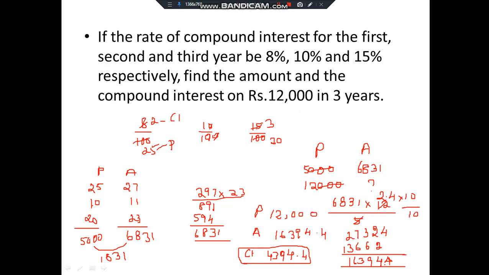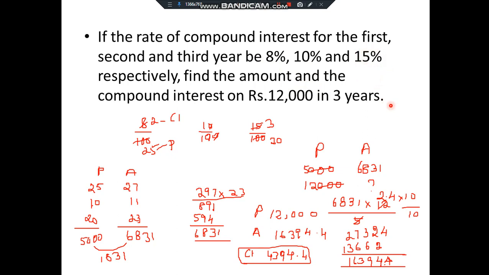The next question, guys: if the rate of compound interest for the first, second and third year is 8%, 10% and 15% respectively, find the amount and compound interest on rupees 12,000 in 3 years. Here we have to find the amount and compound interest, and 3 different rate percentages are given. Either you can go with the successive or fraction method. If you go with the formula method, it will take too long. If you go with successive percentage, you must consider x and y to be 8 and 10 first, and you will get the answer. Then you take that as x again and 15% as y, and proceed.